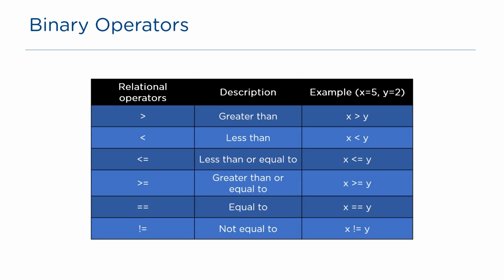Relational operators are used for comparing two operands. First, we have the greater than operator that checks whether the operand 1 is greater than the operand 2. For example, x greater than y. Similarly, we have the other relational operators that are used to compare two operands, and they are less than or equal to, greater than or equal to, and not equal to.